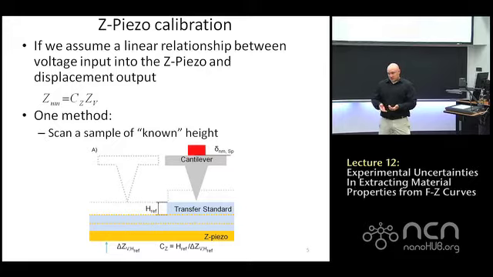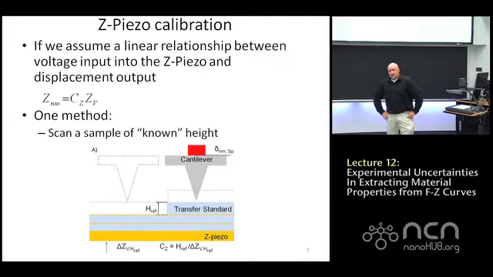You can come up with several ways of finding this. One common way is to scan a sample of known height. Well, how do you get a sample of known height? Well, you have to measure it with something else. And you get into a series of issues: how well do you know the height, and so on. But let's just say we have that sample, then we simply scan it and define a calibration.